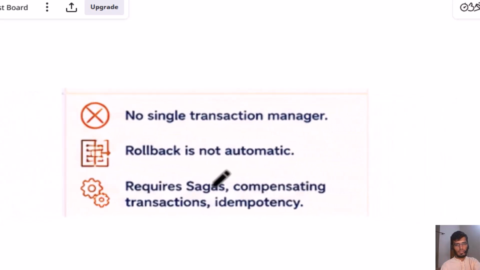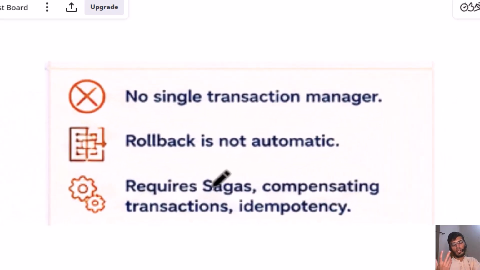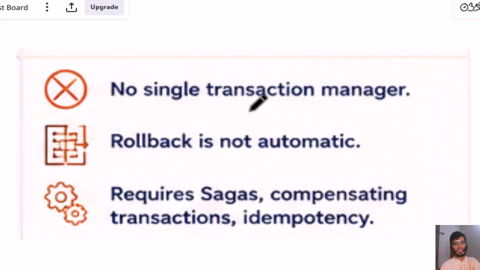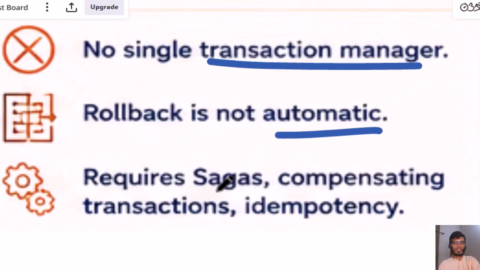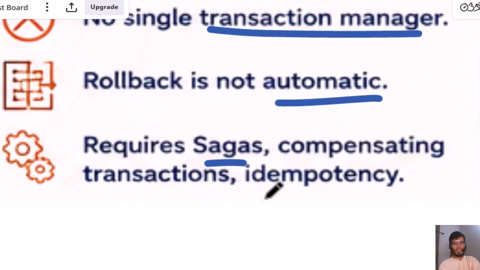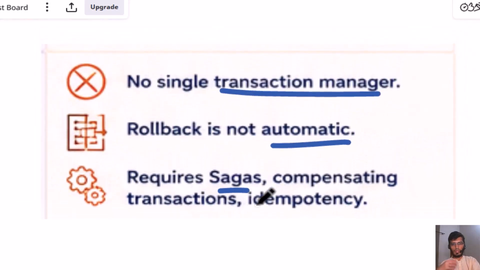And why is it challenging? Why is a distributed transaction challenging? Because we do not have a single transaction manager. Rollback is not automatic. We have to do it manually, and then it requires the saga pattern, and compensation and idempotency will be required.